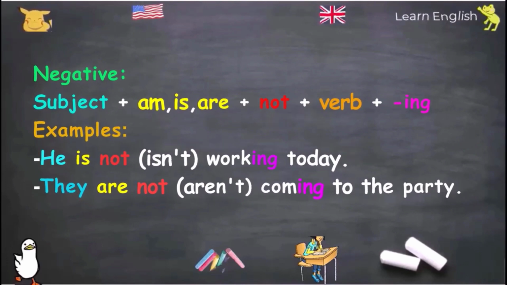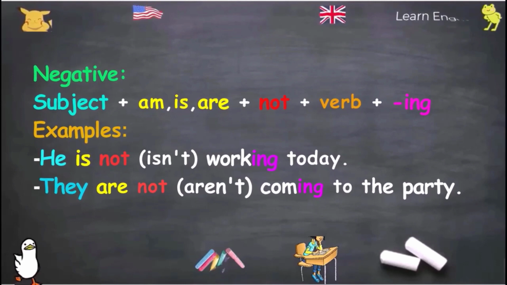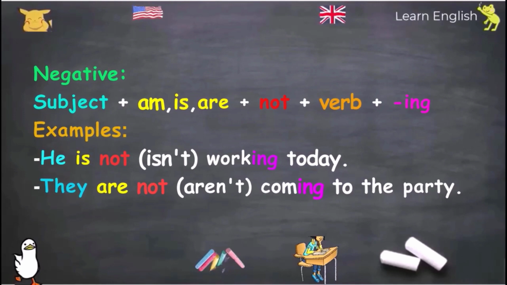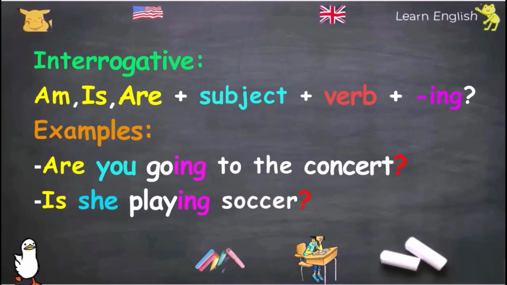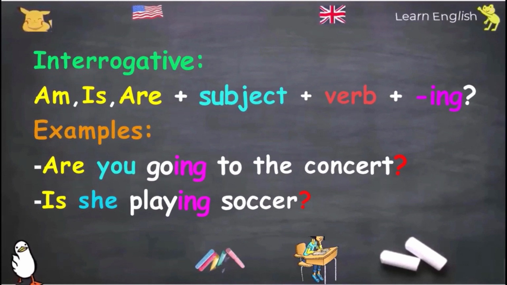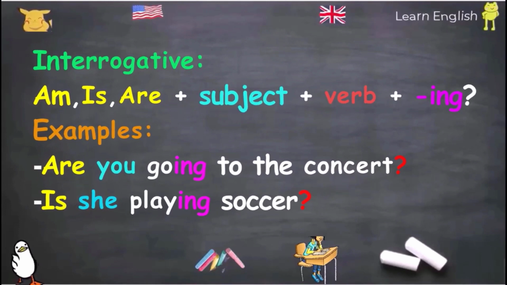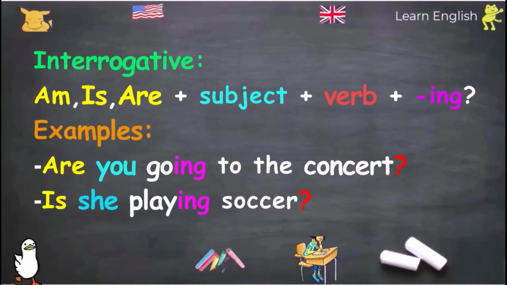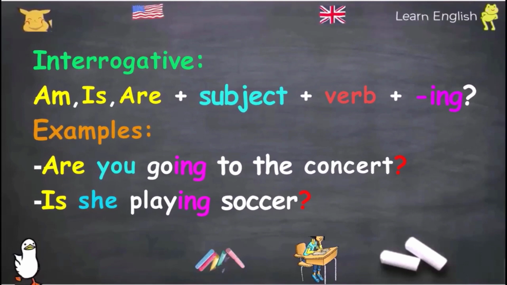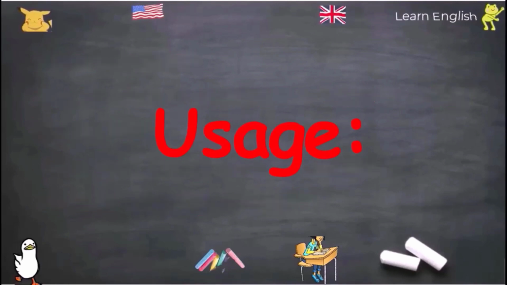Negative: subject, plus am, is, are, plus not, plus verb, plus ing. Examples: He is not, isn't, working today. They are not, aren't, coming to the party. Interrogative: am, is, are, plus subject, plus verb, plus ing. Examples: Are you going to the concert? Is she playing soccer?